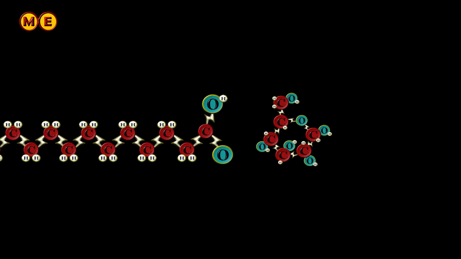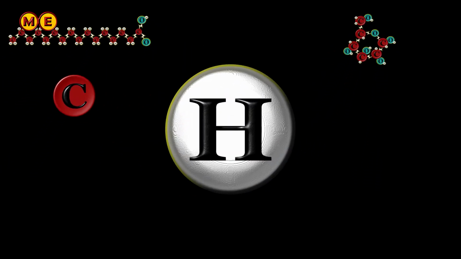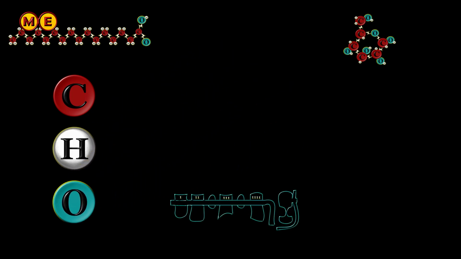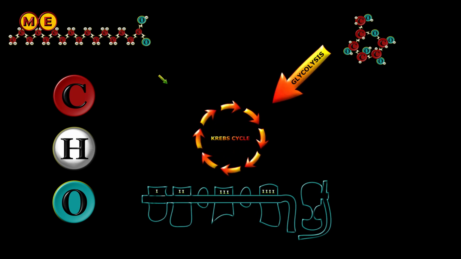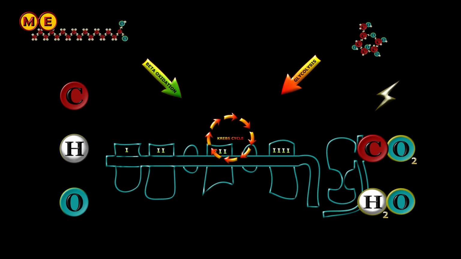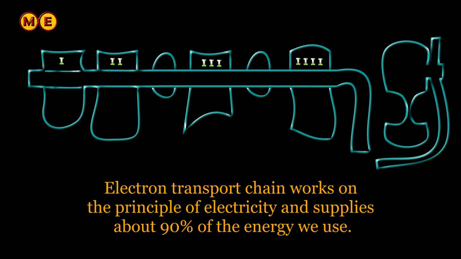As we already said, all nutrients have different structures, built of carbon, C, hydrogen, H, and oxygen, O. And we have a complex system of several sequentially connected groups of processes that allow us to convert those nutrients and the oxygen we breathe into energy, carbon dioxide, CO2, and water, H2O. At the bottom of this system is the electron transport chain, which generally speaking works on the principle of electricity and supplies about 90% of the energy we use.